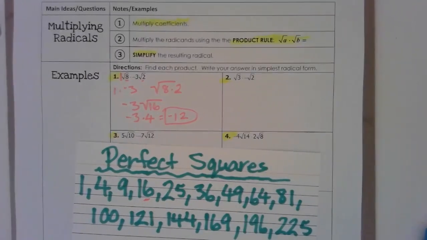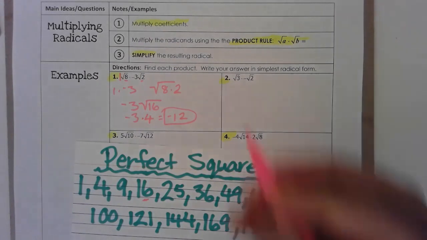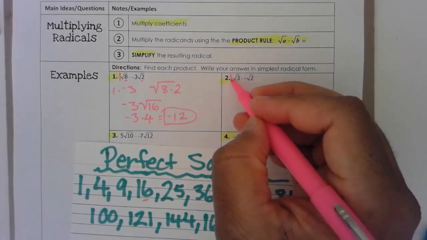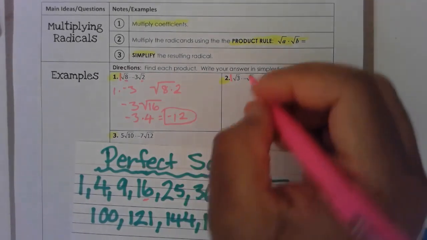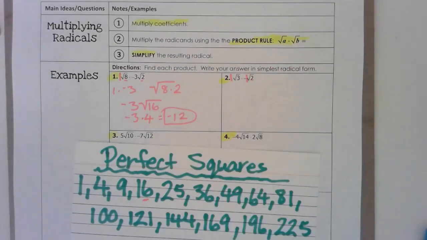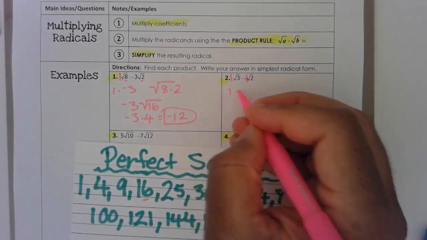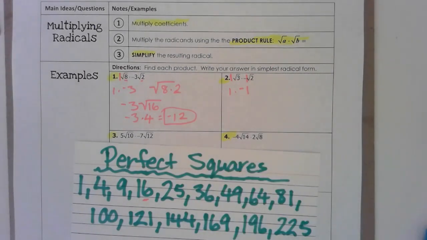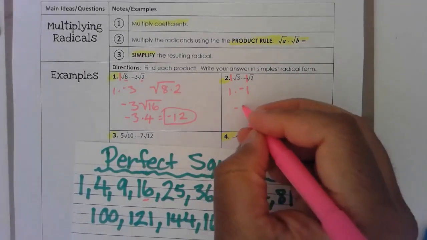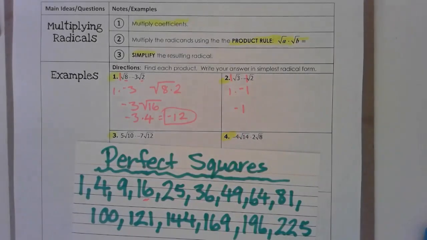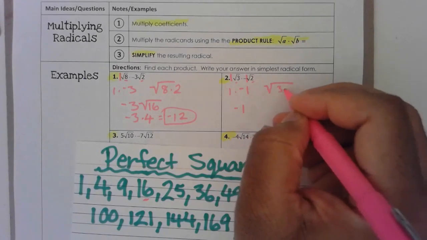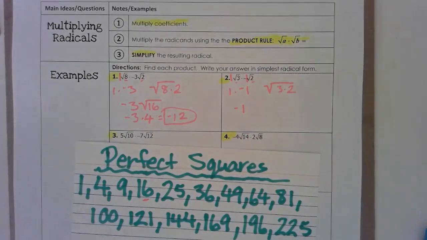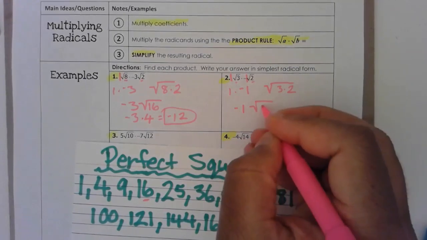Let's take a look at example number 2 here. Once again, you'll notice there's an imaginary 1 here that's not listed, and I have a negative sign here, so that would be an imaginary -1. So I'm going to multiply my outsides first. So 1 times -1. Once I do that, I'll end up with a -1 on the outside here. And then I'm going to multiply what's on the inside. So that 3 times 2, I'll multiply those, and I'll get the square root of 6.